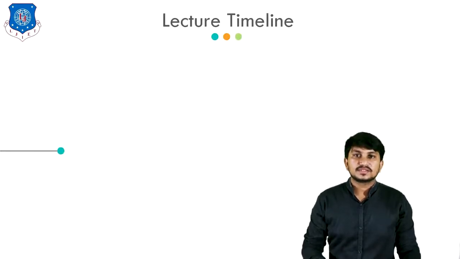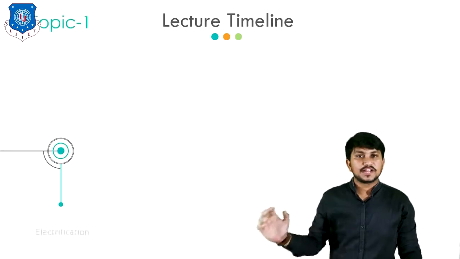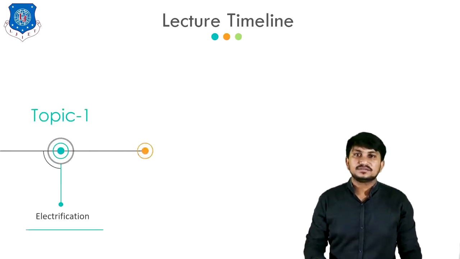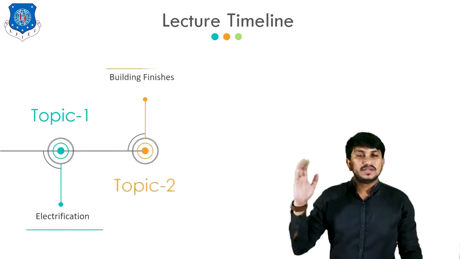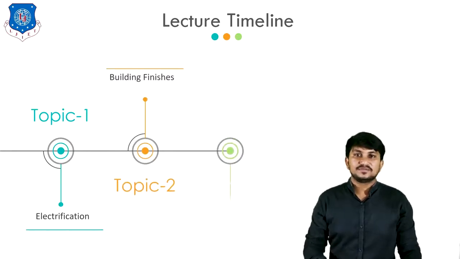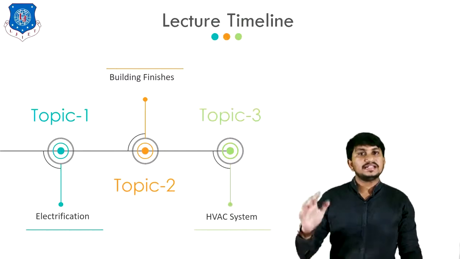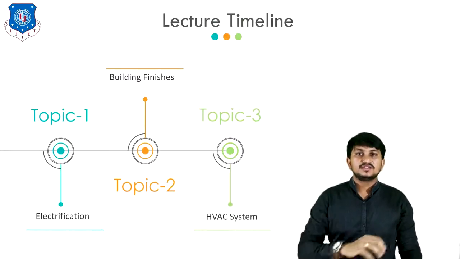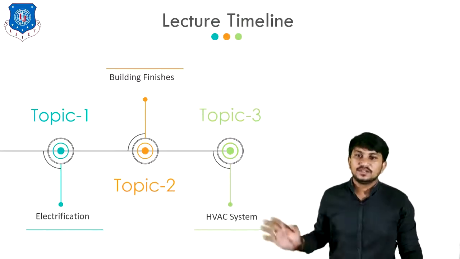In today's lecture, we will cover first, electrification. Second, building finishes. And lastly, we will cover the HVAC system, which is heating, ventilation and air conditioning system. Okay, so without wasting much time, let's begin with electrification.